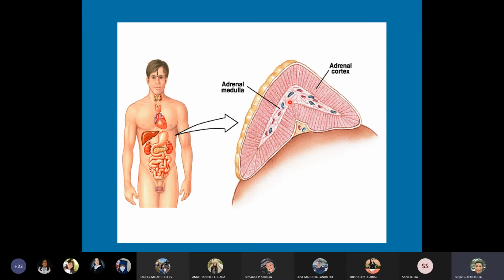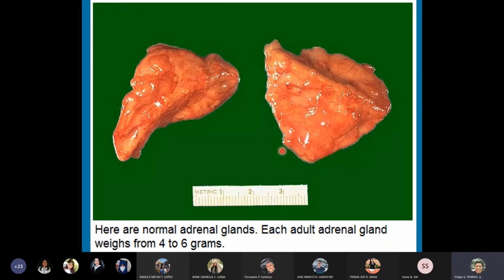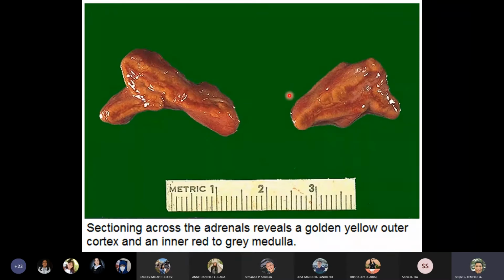Again, they are just sitting above your kidney, and the adrenal gland is actually two organs fused together. It's the adrenal medulla inside, covered on the outside by your adrenal cortex. Normal weight is about 4 to 6 grams from your anatomy. Again, this is the pyramidal shape on the right side, and the crescent shape on the left side.